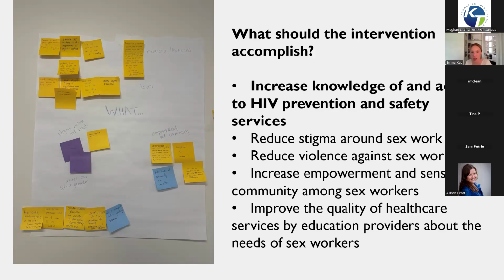So we posed the question, what should this intervention accomplish? Again, everybody had sticky notes. They could write what they wanted to, again using affinity clustering, so sticky notes that are closer together have a shared theme. The sticky note that had the highest frequency is a desire to increase knowledge of and access to HIV prevention and safety services, which of course makes sense. But they had other ideas too, right? Reducing stigma, reducing violence, increasing empowerment and sense of community among sex workers.